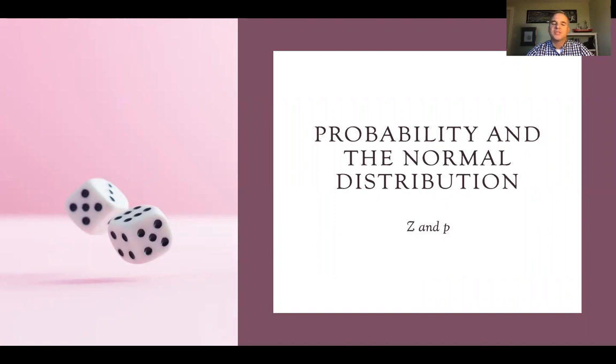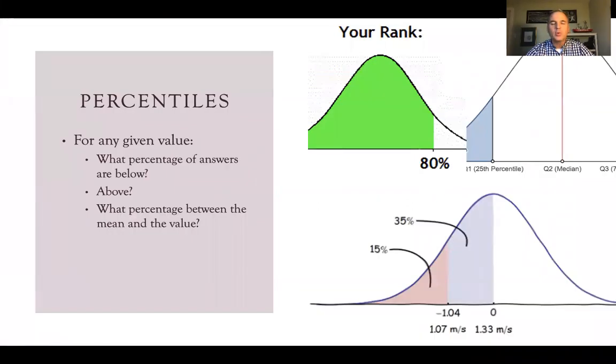So let's talk about the intersection of probability and the normal distribution, which is where we talk about Z, and also we'll introduce a little bit of the concept of P. So the first thing to think about is percentiles.